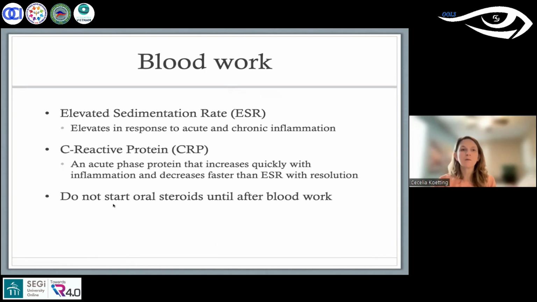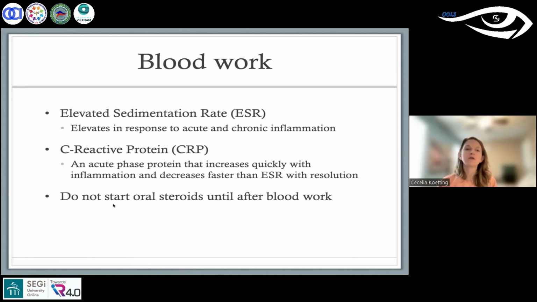So blood work, remember when we're doing blood work, we're looking at the ESR and CRP. ESR is an elevated response to acute and chronic inflammation, and the C-reactive protein is an acute phase protein that increases quickly with inflammation and decreases faster than the ESR. And that's why we get both, right? We do CRP for, is it an issue now? ESR will give us more of a long story. So we want to look at both of those for markers. And that tells us a little bit more about what's going on, or maybe they're out of an acute phase but they did have something.